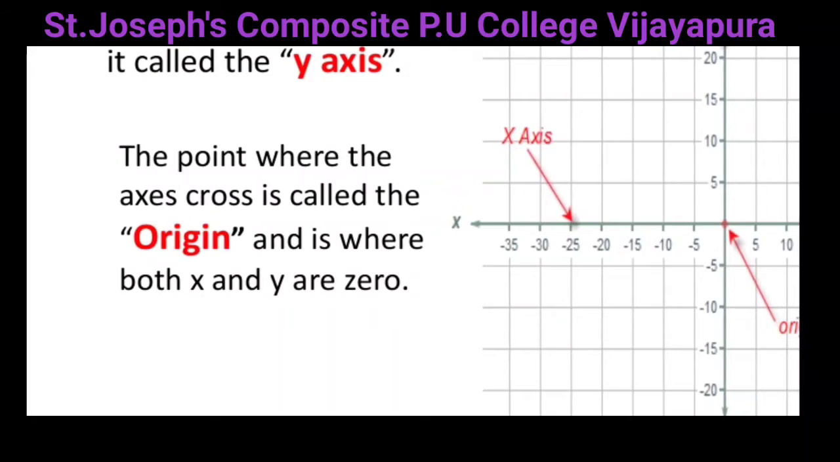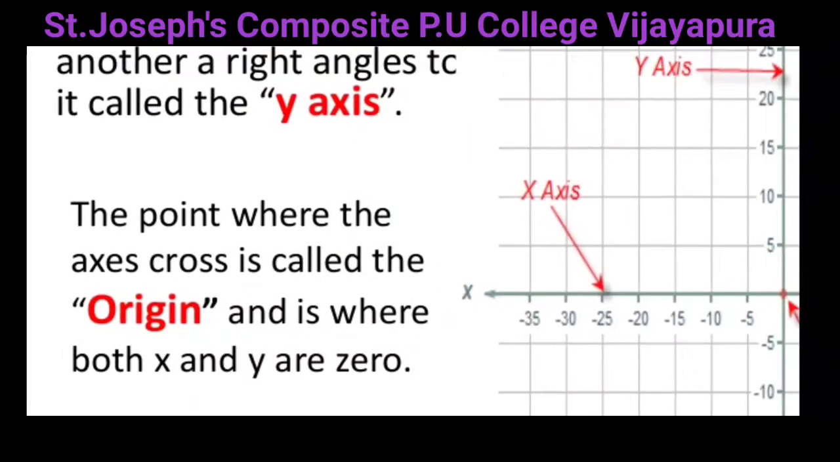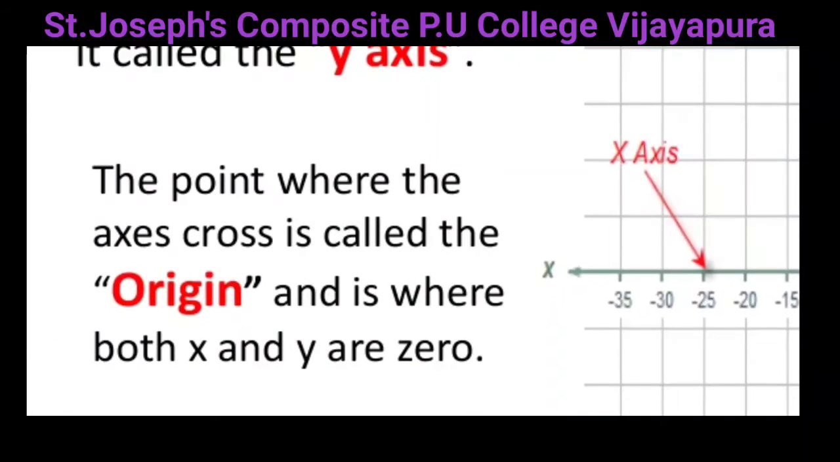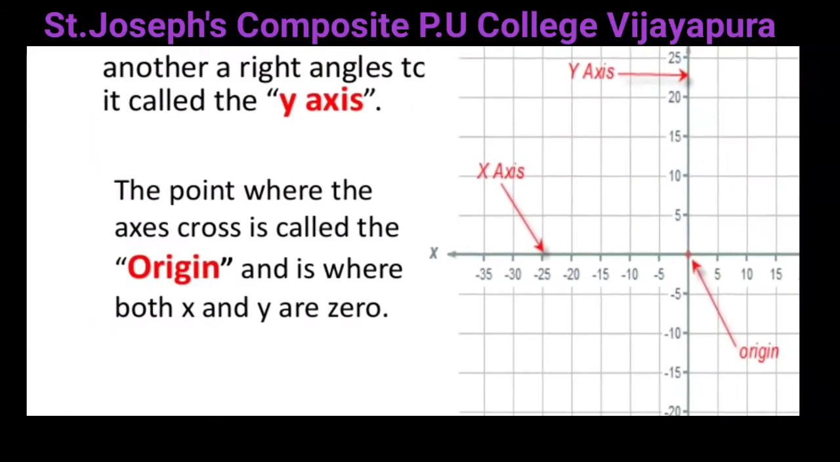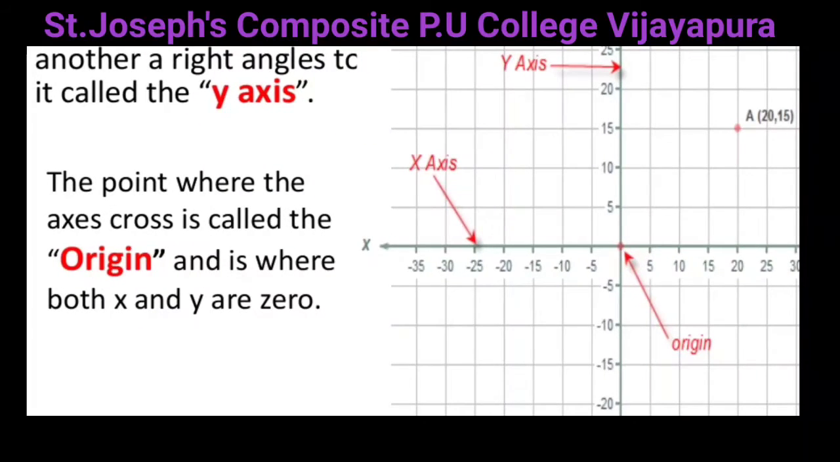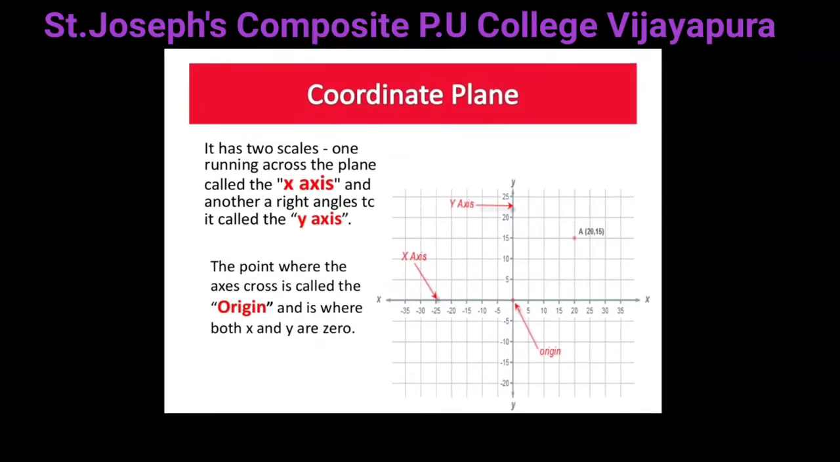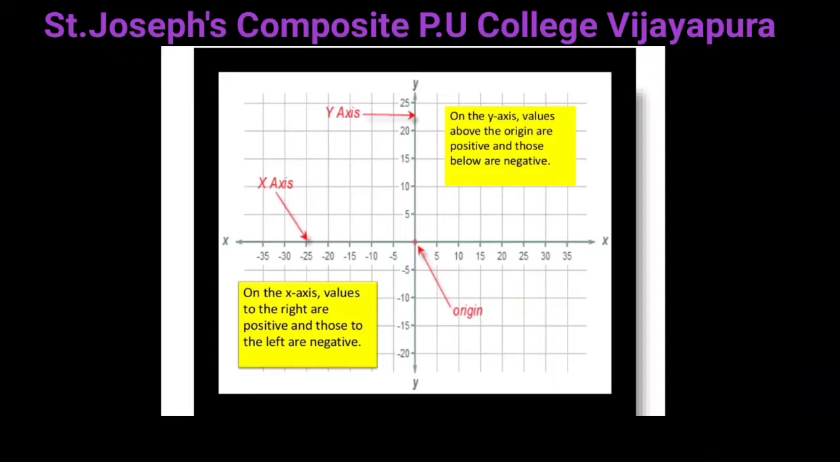And axes, you know, AXIS is singular and AXES is plural. So this origin, x-axis, y-axis. The x-axis is the horizontal line, and the y-axis is the vertical line. And this x-axis and y-axis together form the coordinate plane.